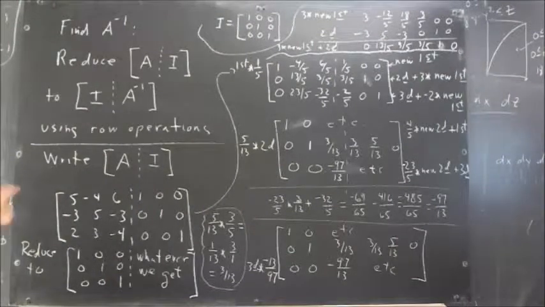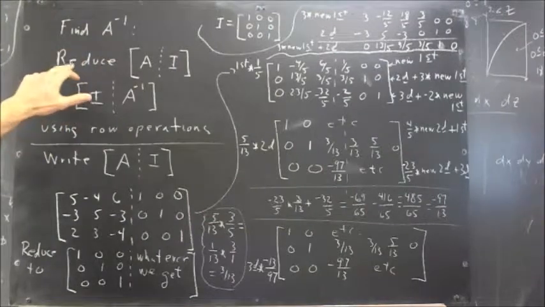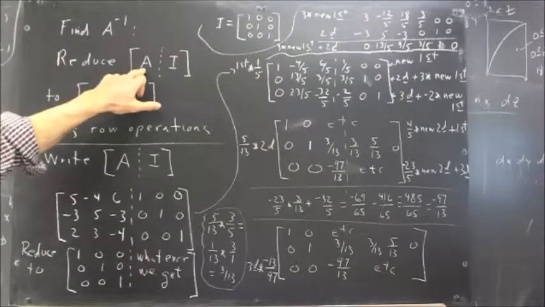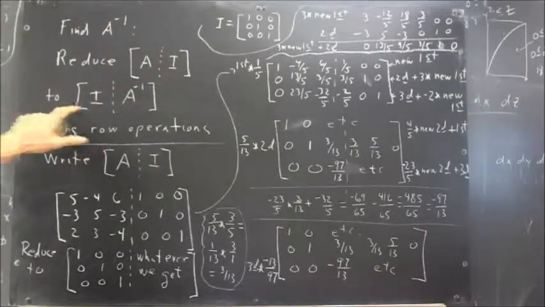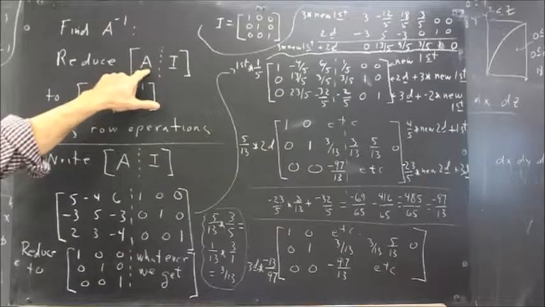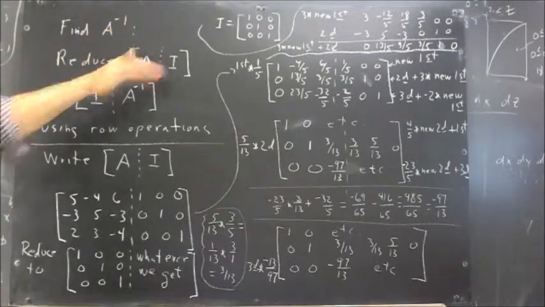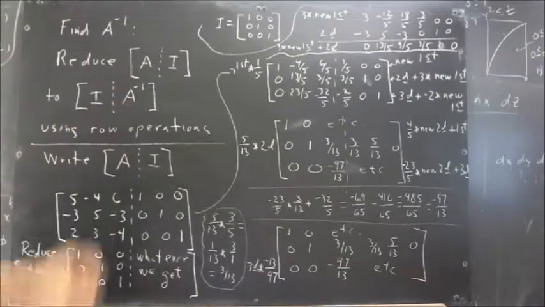So, how are we going to find the matrix A inverse? The overview is we reduce the matrix that consists of the A matrix here and the identity matrix here to the form where the identity matrix is here. And when we can reduce the A matrix to the identity matrix, if we reduce all the rows, that's going to change the identity matrix into the inverse matrix.